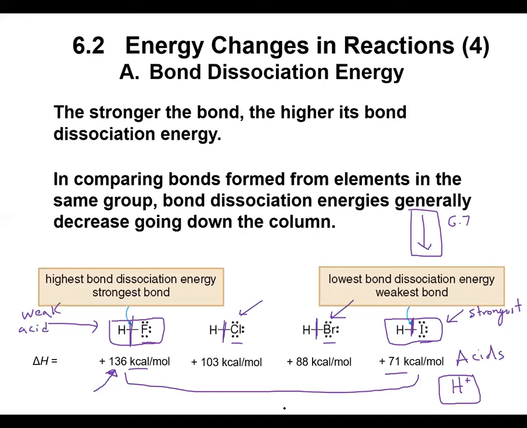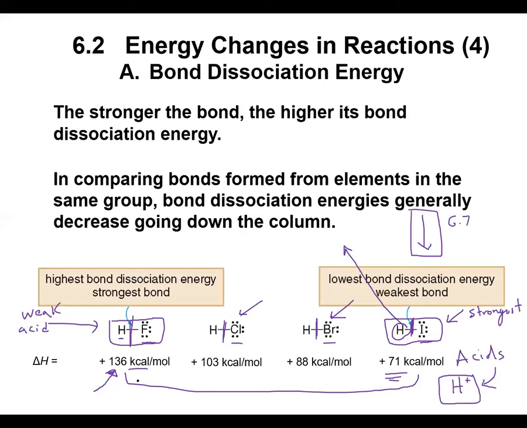The idea is that in order for something to be an acid, it has to release that H plus. Because HI is the weakest in terms of bond energy, its H will come off a lot easier than the H over here. About 60 to 70 kilocalories more energy is required to break the bond in HF than in HI.